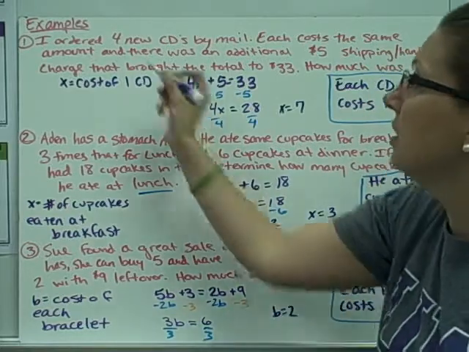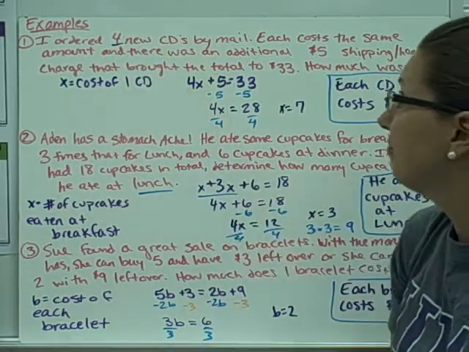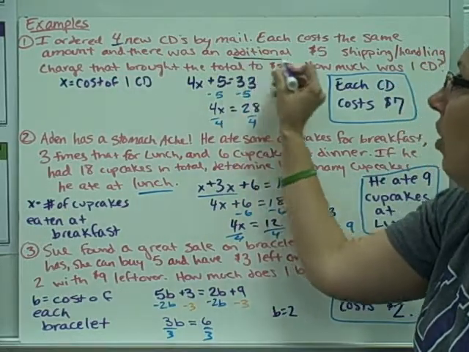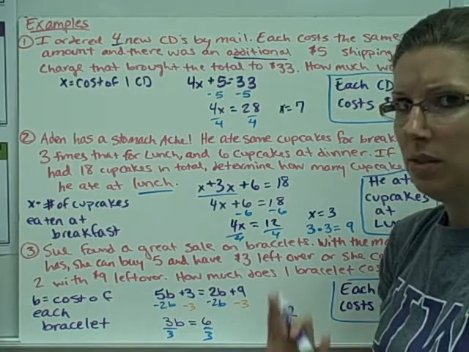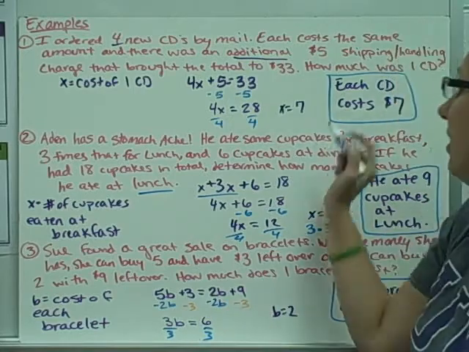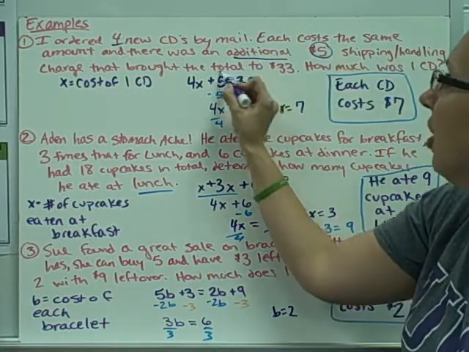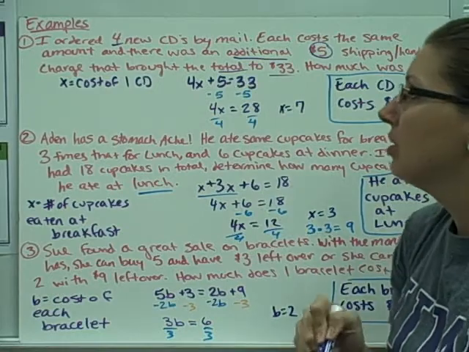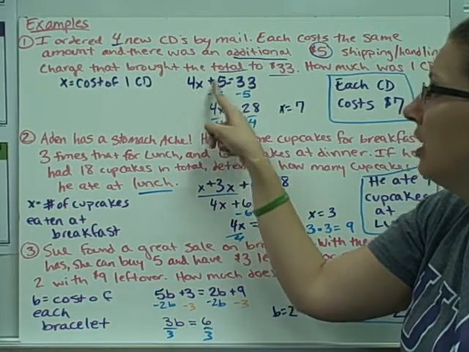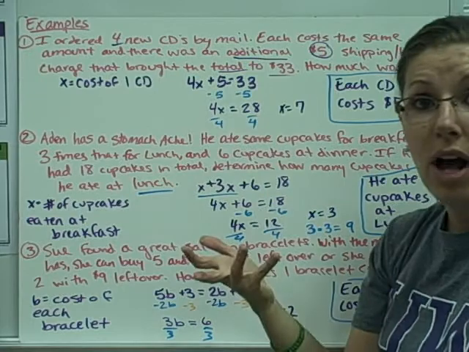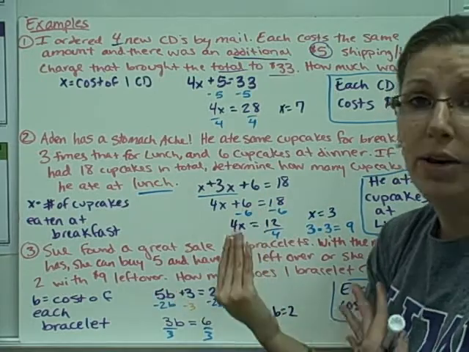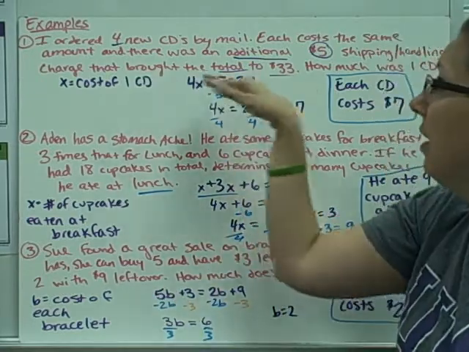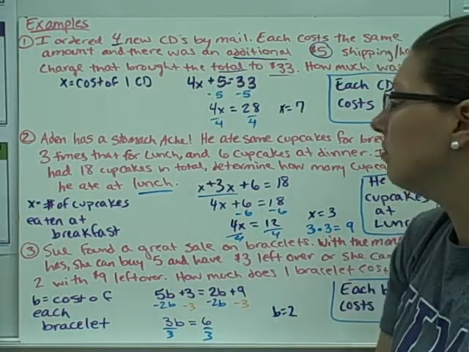Now I go through the problem one more time, and I highlight or underline important words. So I have 4 new CDs. So that's important. There is an additional, and the word additional has the word add in it, additional $5, and the total is $33. So I've got 4 CDs plus $5 equals $33. There you go. I've got my equation set up just by the way that my problem's written out.